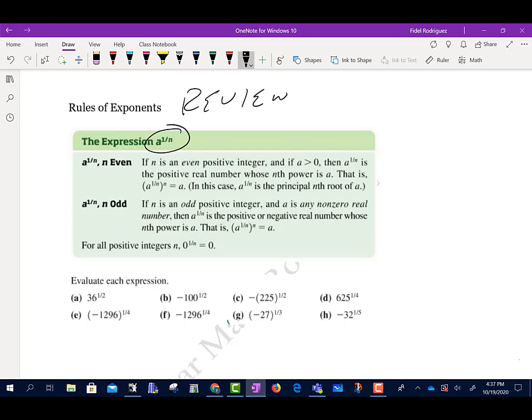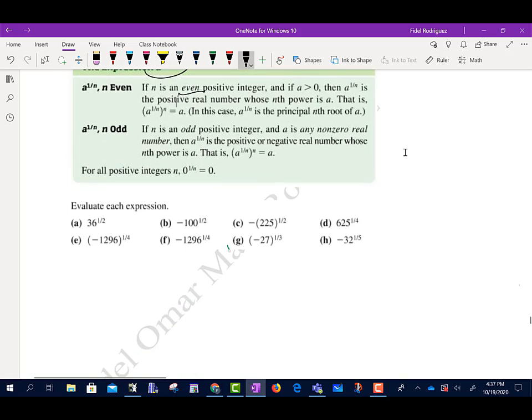And it says if n is an even positive integer and a is positive, then a to the power 1 over n is a positive real number whose nth power is a. And then it says if n is odd, an odd positive integer, and a is any non-zero real number, then a to the power 1 over n is either the positive or negative real number whose nth power is a. Okay, so let's see if we can figure out what all that stuff means.